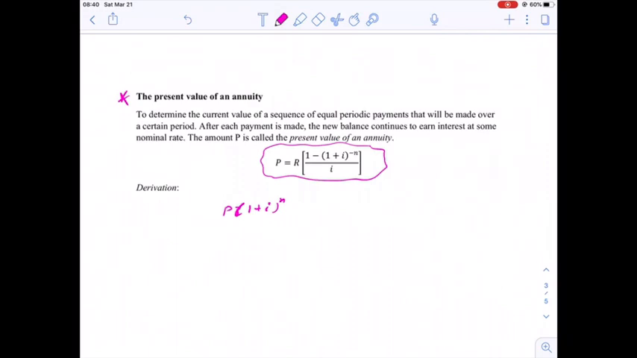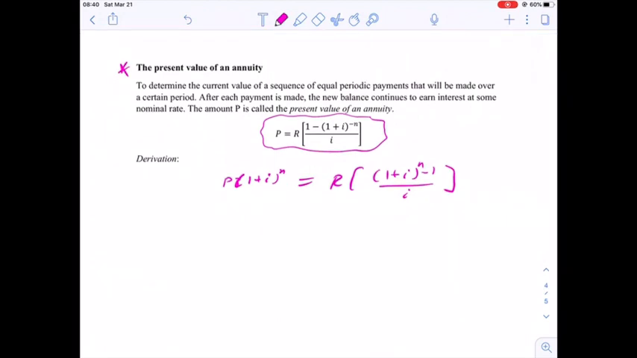So the amount P invested now and earning interest at the rate I has accumulated value P times (1 + I) raised to power n. This is the compound interest. But this must equal the future value of the annuity at the end of n periods. So this equals R times ((1 + I)^n - 1) over I. So this is the key step here. Now we solve for P.